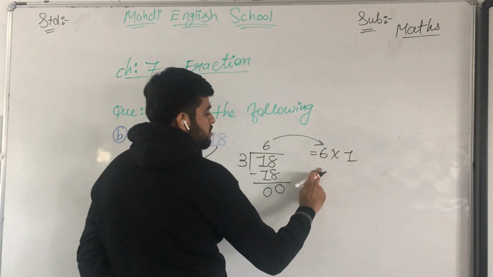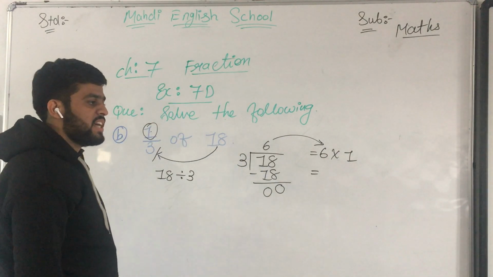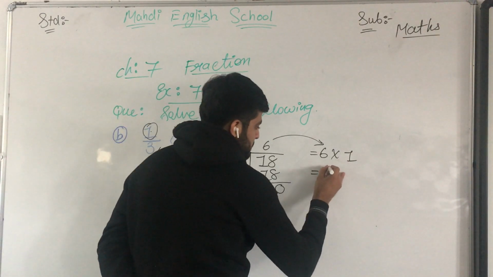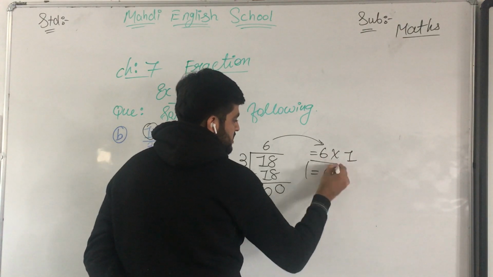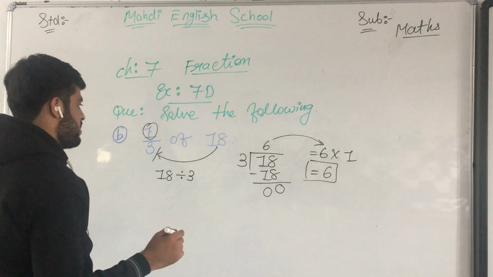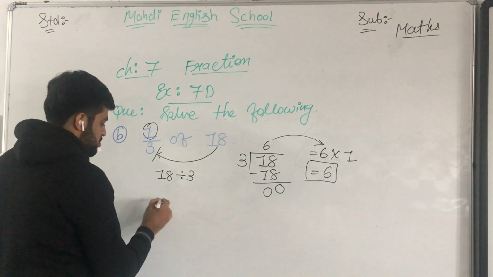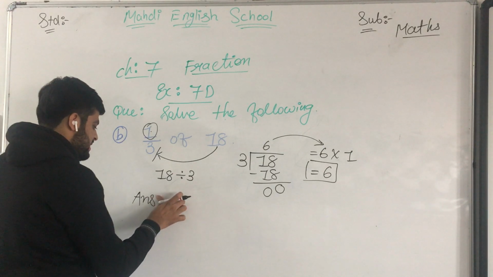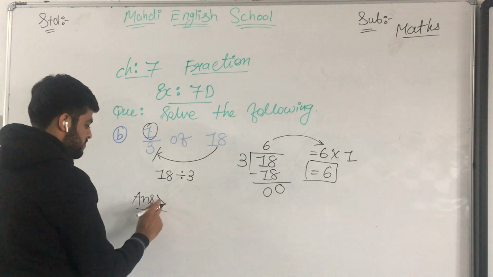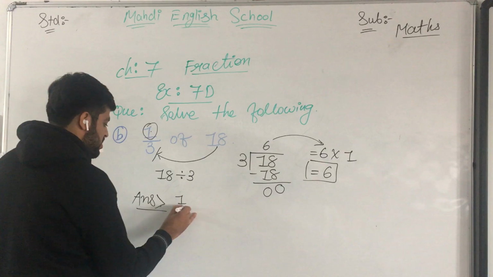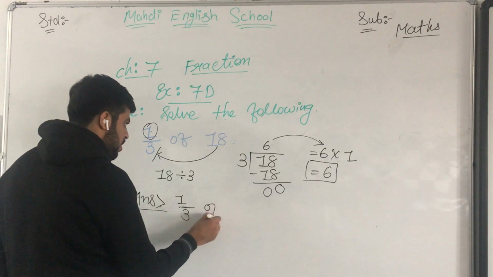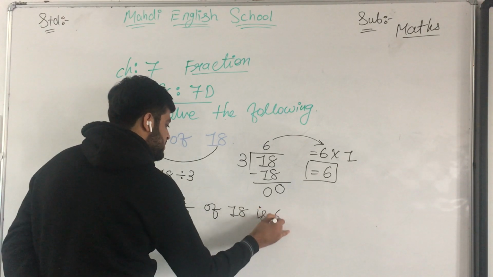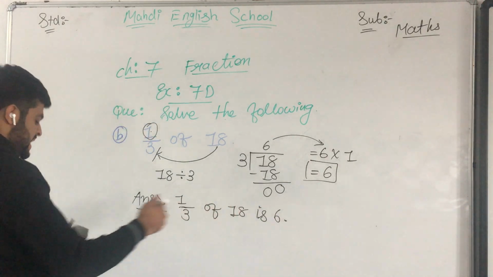Okay, so what do we do here? 6 ones are how many, my dear students? 6 ones are 6. So the answer is 6. Okay, my dear students. So how do we write the answer? We write the answer like that, my dear students. So 1 upon 3 of 18 is 6. Okay, we write it like that.